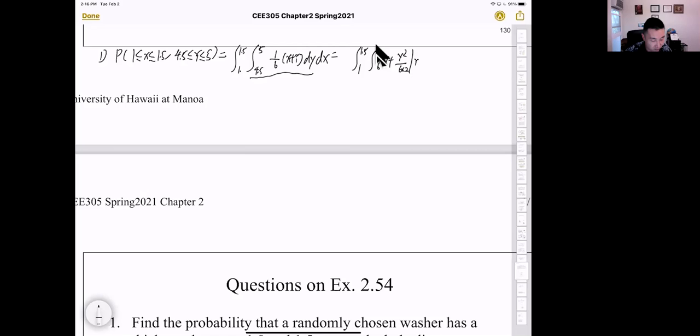So for y, that is between 4.5 and 5. We treat x as a constant and we do the integration for y. The range is between 4.5 and 5, and then dx.